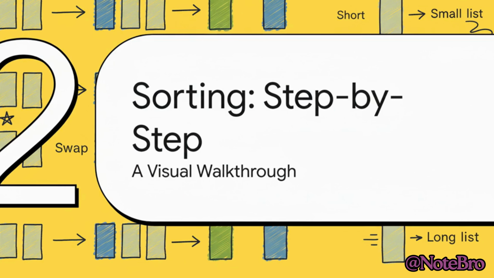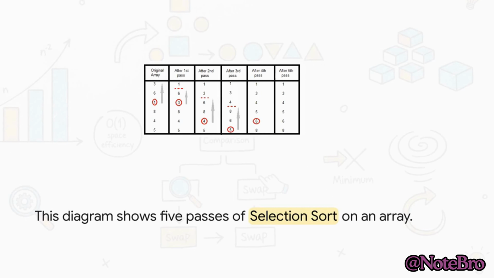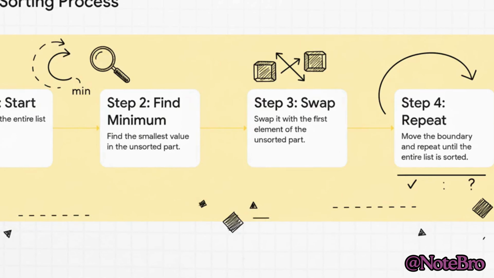Theory is great, but seeing is believing, right? Let's actually watch how this works with a visual walkthrough. So here's the whole process laid out, from the messy beginning to the perfectly sorted end. You can see how with each pass, another number finds its final home. Now, let's slow it down and trace the logic, step by step. All right, follow along with me here.